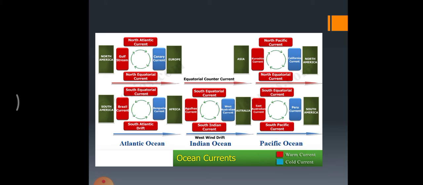Atlantic Ocean. It is surrounded by the landmasses of North America, Europe, Africa, and South America. There is South Equatorial Current, Brazil Current, South Atlantic Drift, North Equatorial Current, Gulf Stream, and North Atlantic Current. The boxes given in red color are warm currents and the boxes with blue colors are cold currents. The cold currents in Atlantic Ocean include Canary Current and Benguela Current.